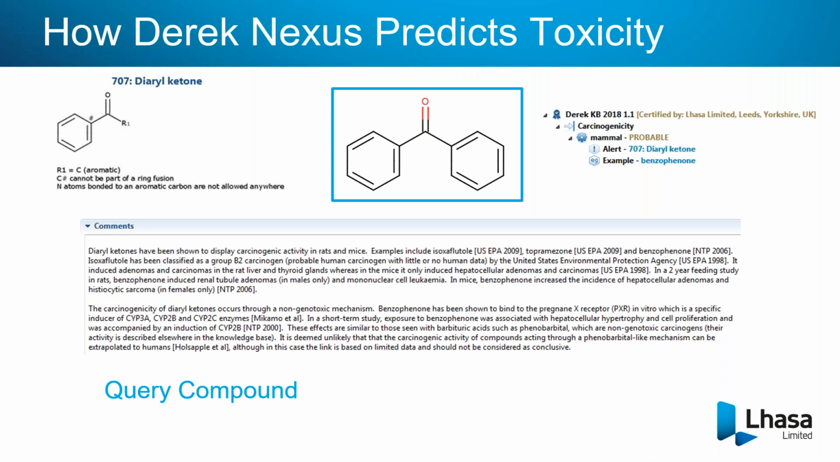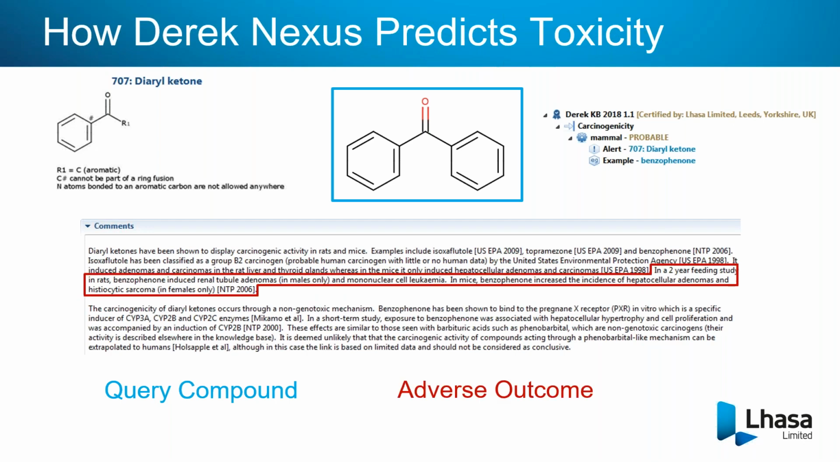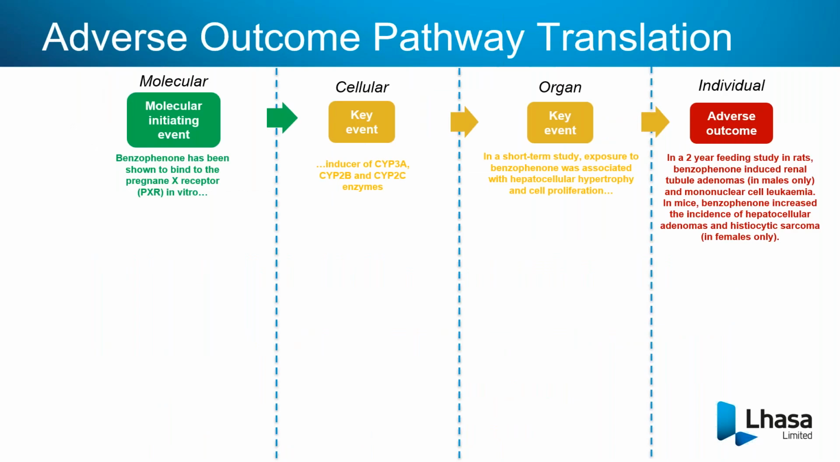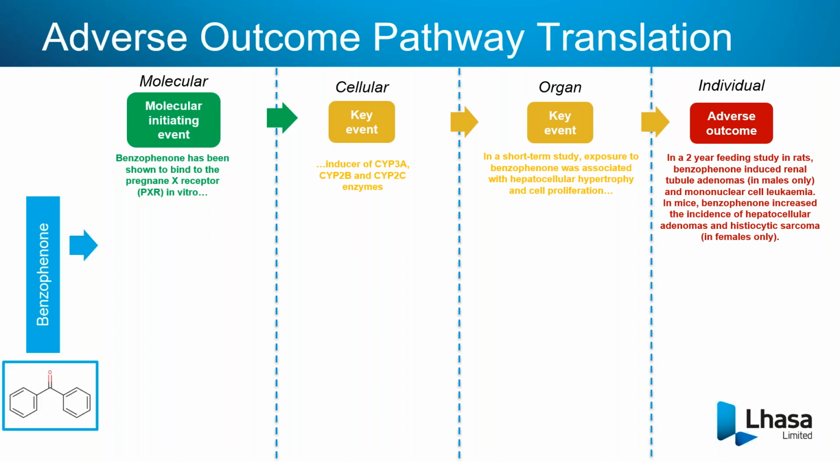Within this commentary, you can pick out the adverse outcome, a molecular initiating event, and various key events which can be arranged into a pathway. For example, we can take the statements highlighted in Alert 707 and arrange them into an AOP for PXR binding and activation, which leads to carcinogenicity. We can also assign each of these events to a biological complexity level.